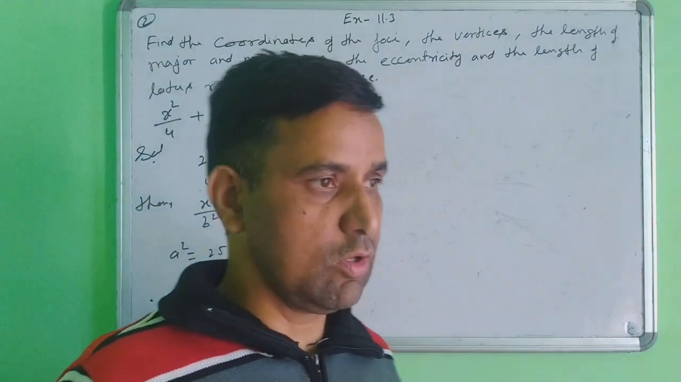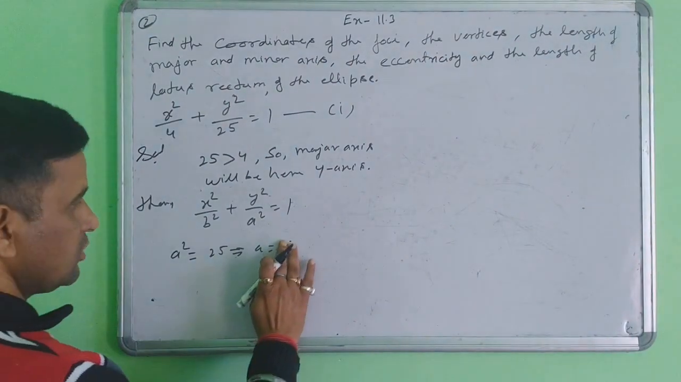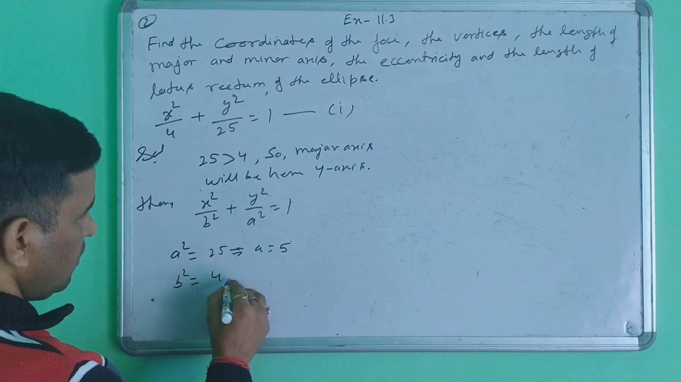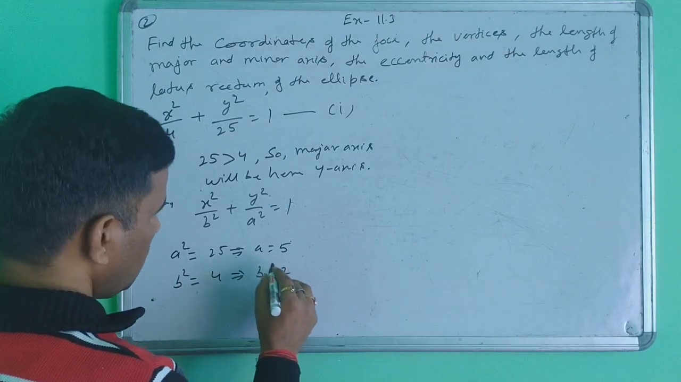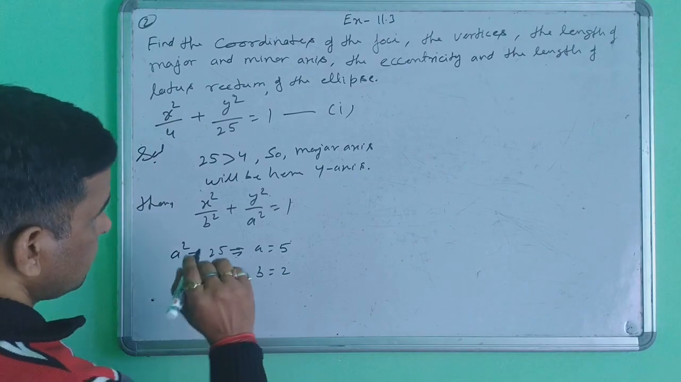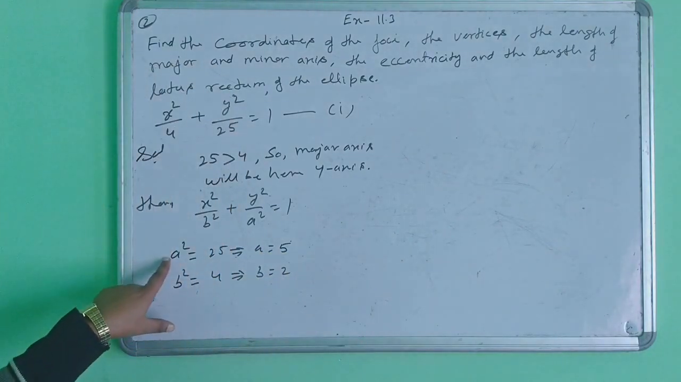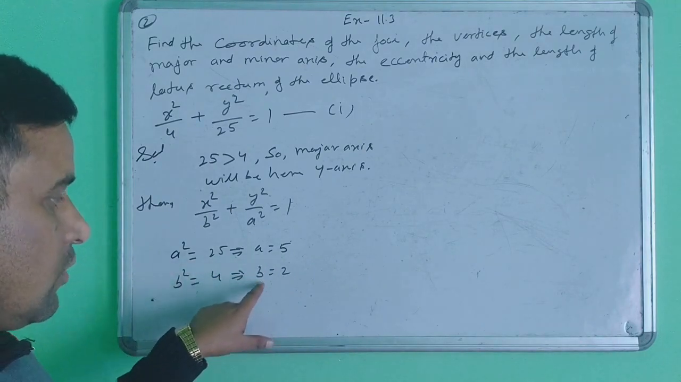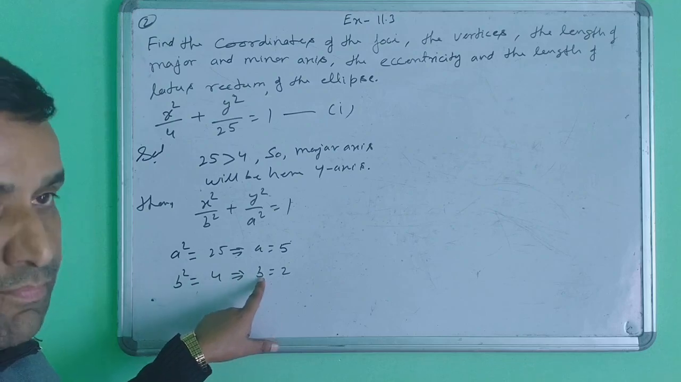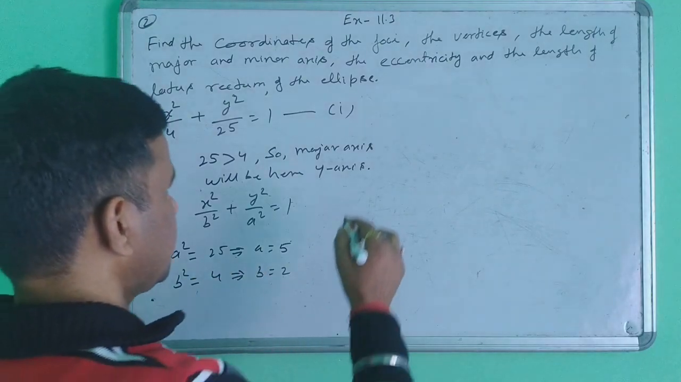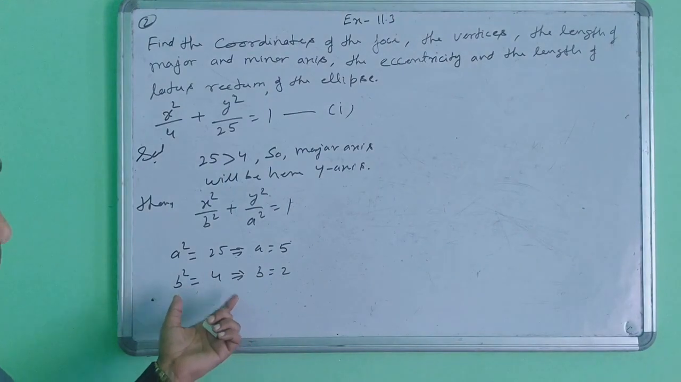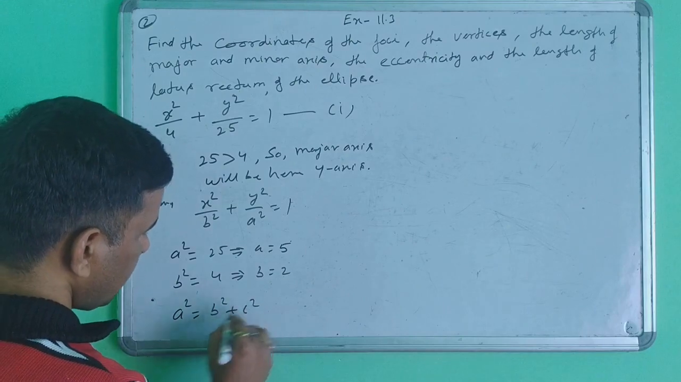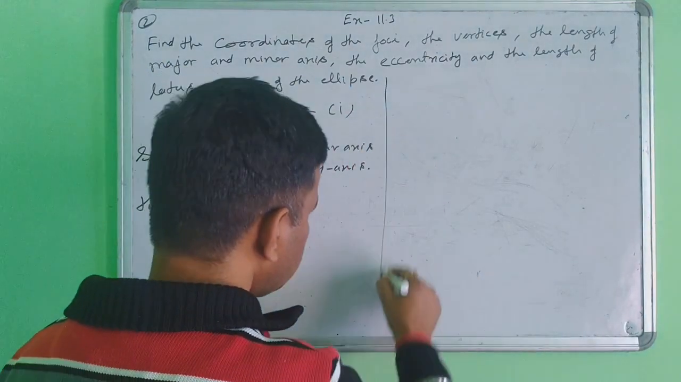Don't take the negative value for any of these. Next, b square equal to 4, then b equal to 2. So from a square and b square you find the values of a and b; this gives the vertices of the ellipse. After that you will find the value of c. You know that a square equal to b square plus c square. This is according to this identity.